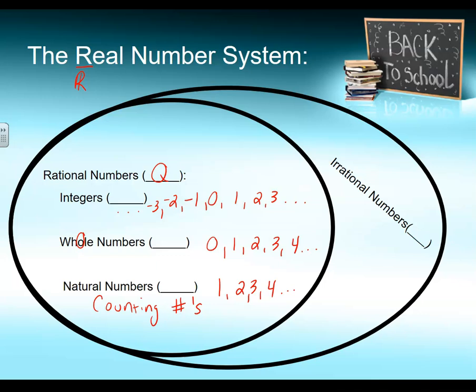We'll go down to whole numbers. For whole numbers, we use the capital letter W. We use the capital letter N to represent natural numbers. For irrational numbers, we use the capital letter I. We use the lowercase i to represent imaginary, which we're not ready to talk about right now, but i is already used, so that's why we can't use I over here.